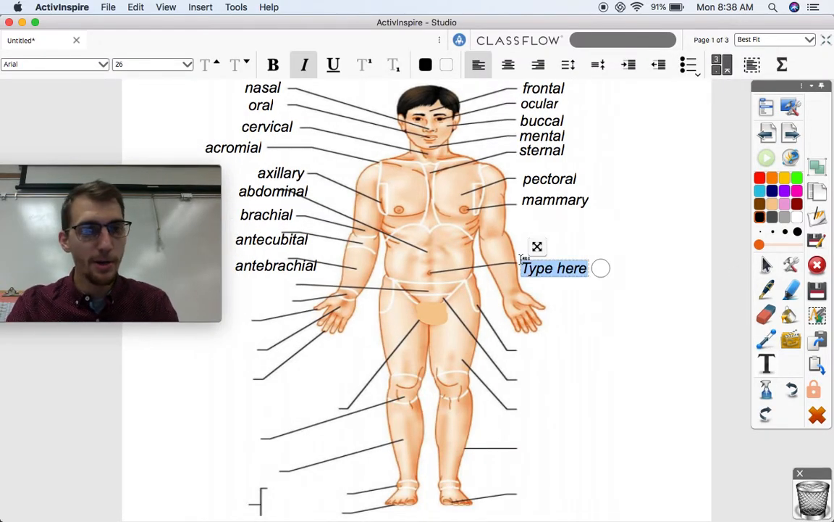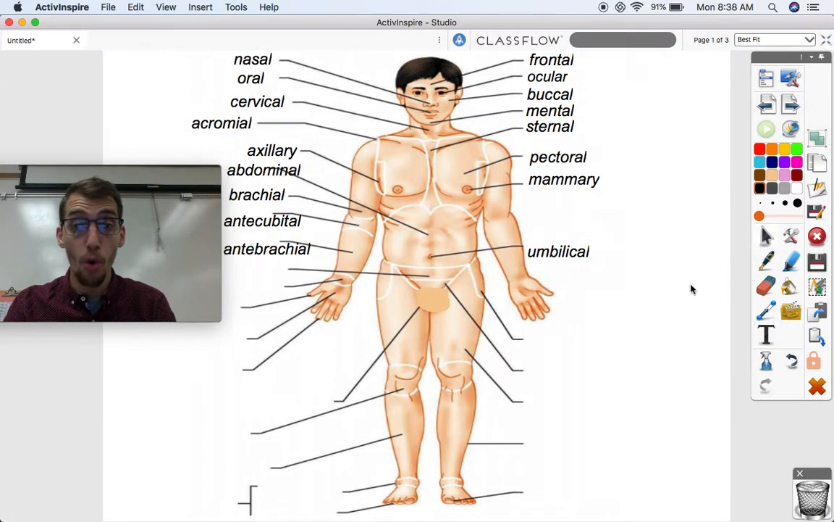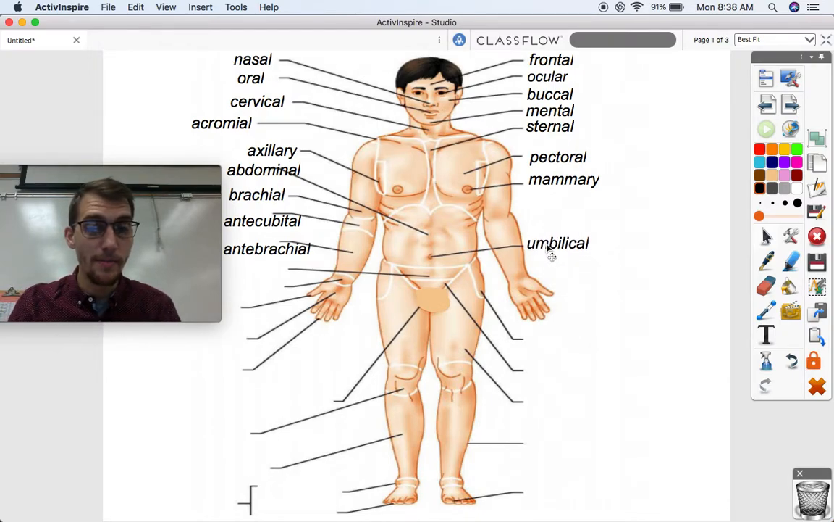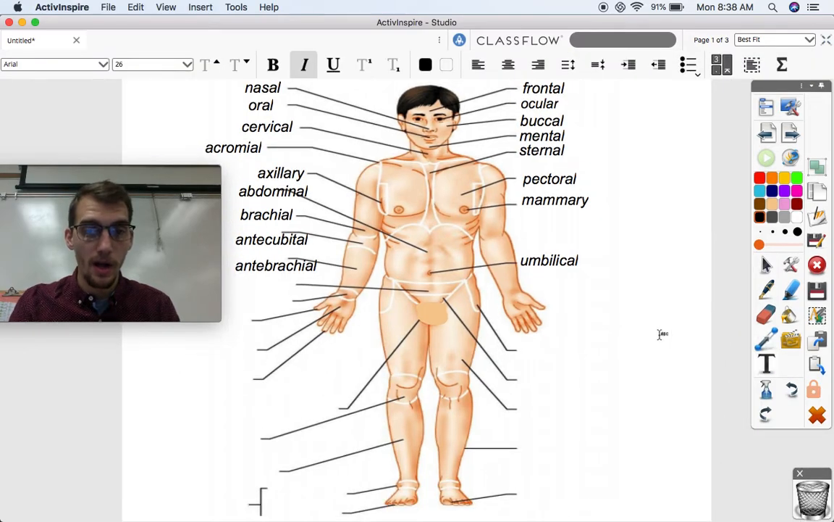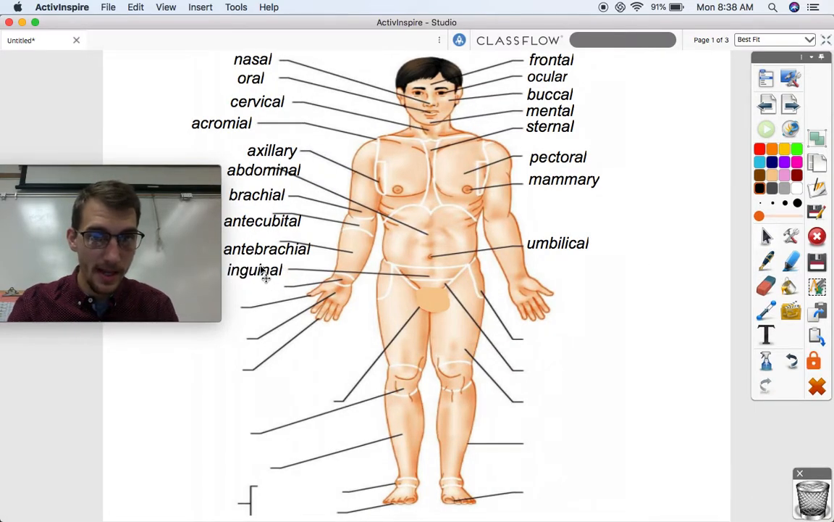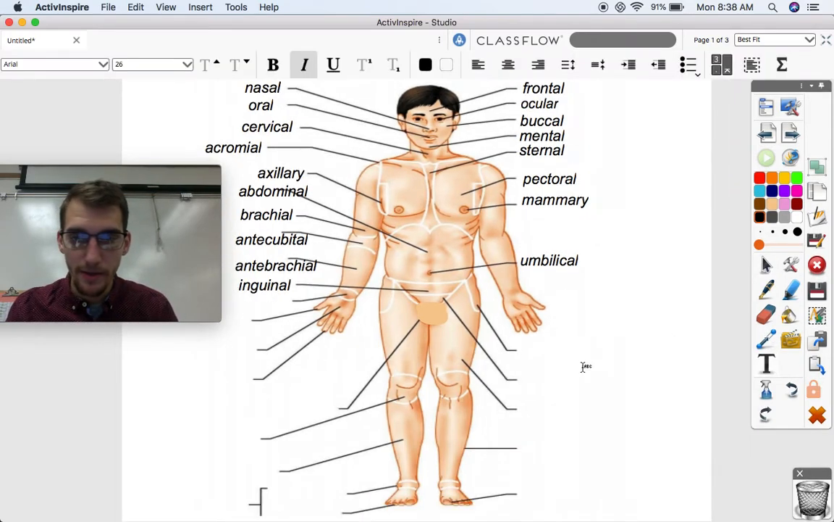Right over here, your belly button or your navel is also called your umbilical region, as in the umbilical cord comes out of it when you're born. That's the remnant of your umbilical cord. All right, down here we're looking at the inguinal region, so the groin area. This is the inguinal region. I don't have anything for that other than that's what it's called.